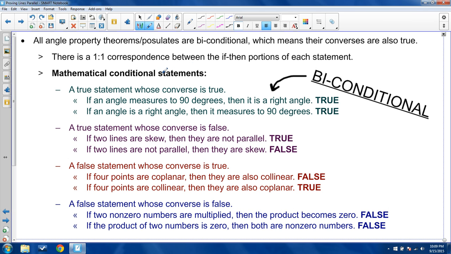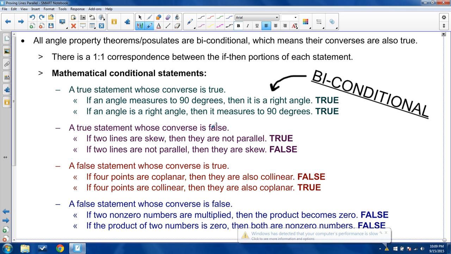So here are some mathematical conditional statements, and we're going to go through these examples together as well. Here's a true statement whose converse is true. If an angle measures 90 degrees, then it's a right angle. That's true. Converse: if an angle is a right angle, then it measures 90 degrees. Also true. So those are biconditional mathematical statements.